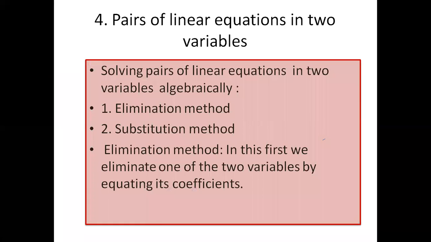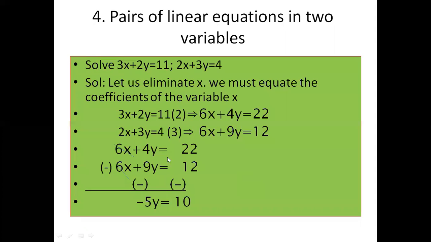Solving the pair of linear equations in two variables algebraically. The first method is the elimination method, and the second method is called the substitution method. Elimination method. In this, first we eliminate one of the two variables by equating its coefficients. When two linear equations are given, you must eliminate any one of the variables by equating their coefficients. So let us see how that is to be done.